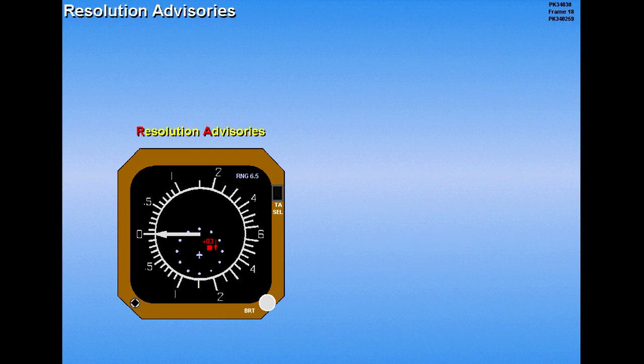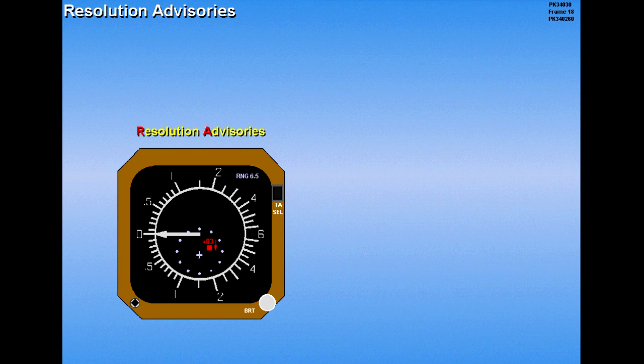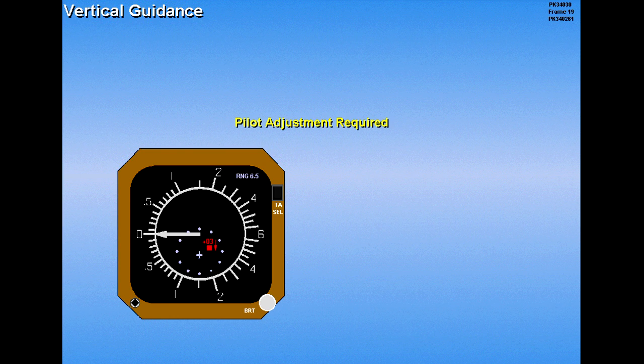Resolution advisories, or RAs, are provided to ensure separation from all altitude reporting aircraft. A resolution advisory is displayed as a solid red square and is considered an immediate threat. When an RA requires a pilot adjustment, colored bands are presented along the vertical speed scale. The green arc identifies the vertical rate to be flown and is called the fly-to area. The red arc identifies a restricted vertical speed.